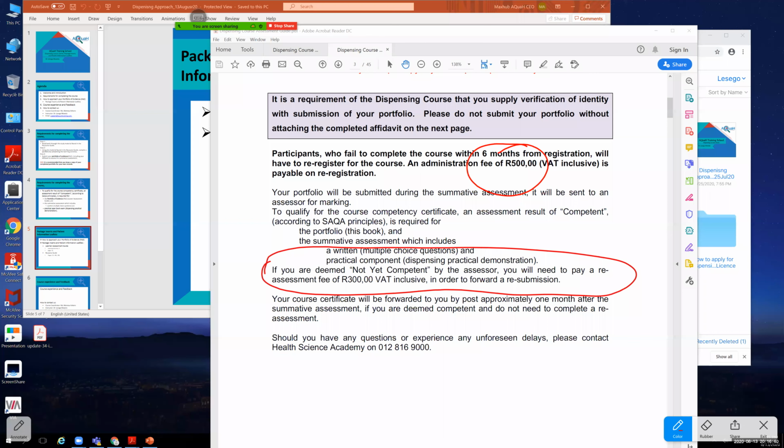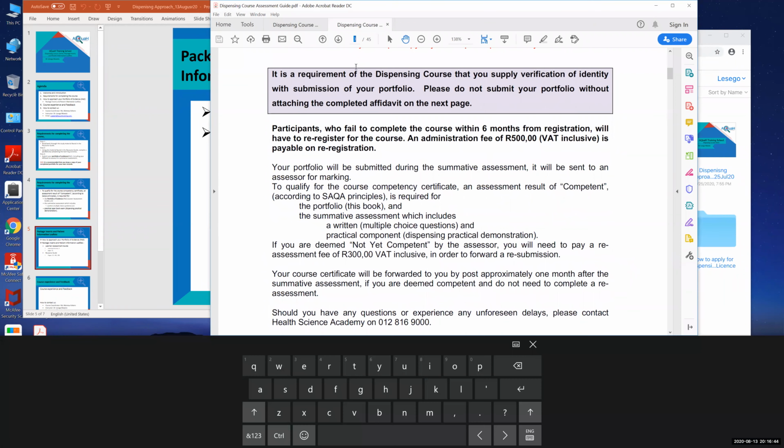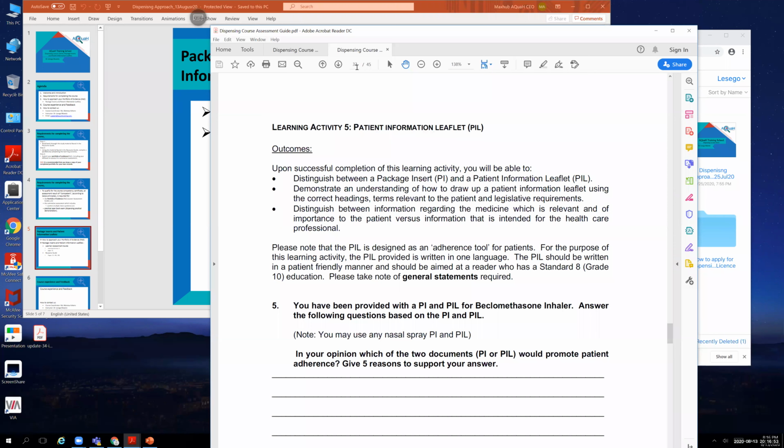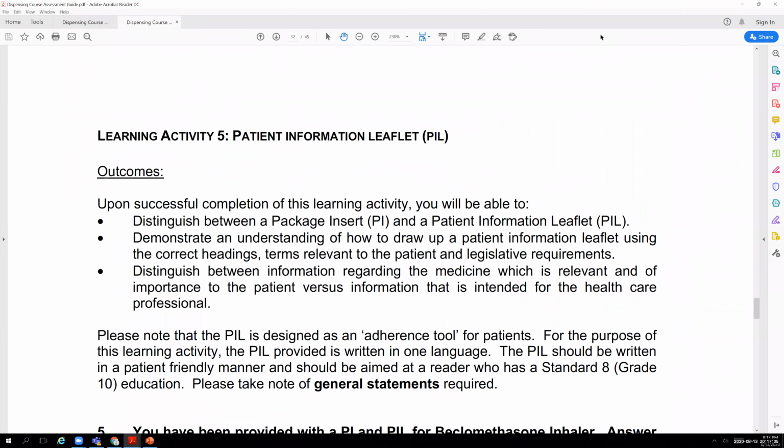Remember, today's learning activity is on page, who remembers? Page 32, right? There we are. Today we are dealing with learning activity number 5. Let me see if I can make it big for you. I hope that is a bit better. Yes, that is a bit better. It's about what we call a patient information leaflet, or for the professionals, a package insert in other terms.